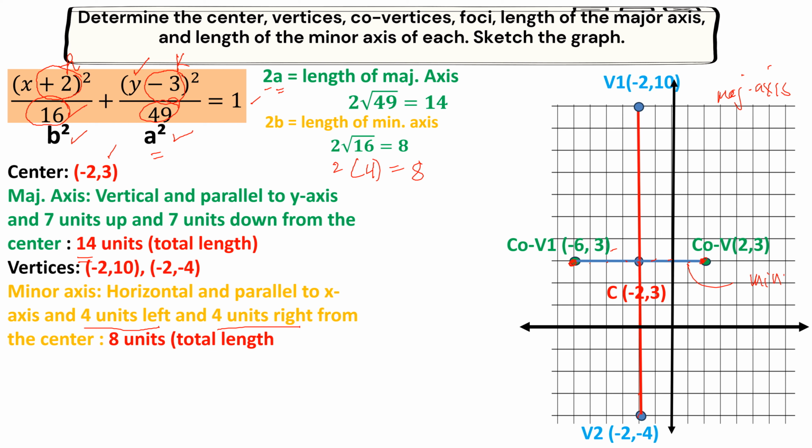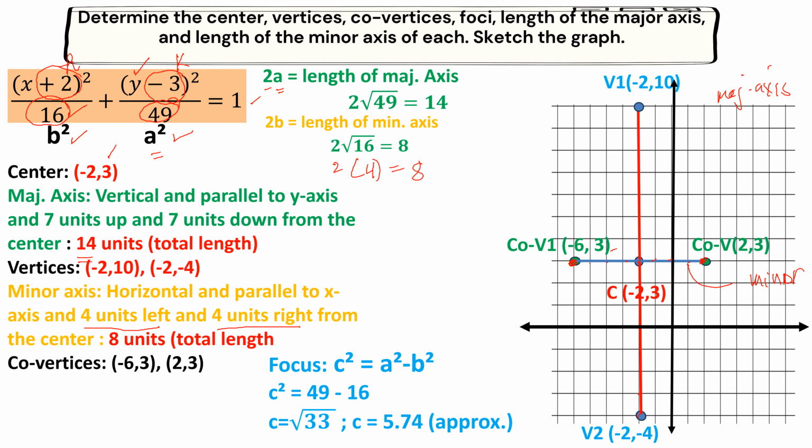So this is already our minor axis, and the next points to be plotted are the foci. How to get the foci is by this formula: c squared is equal to a squared minus b squared. And our a squared is 49 and our b squared is 16. So 49 minus 16 is equal to 33.